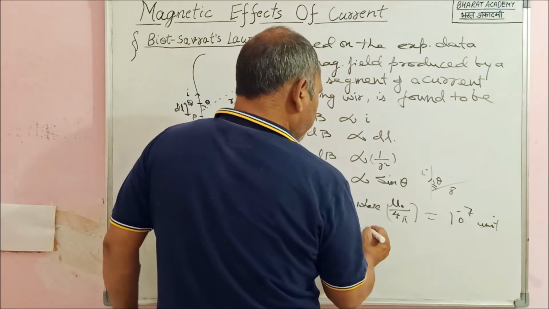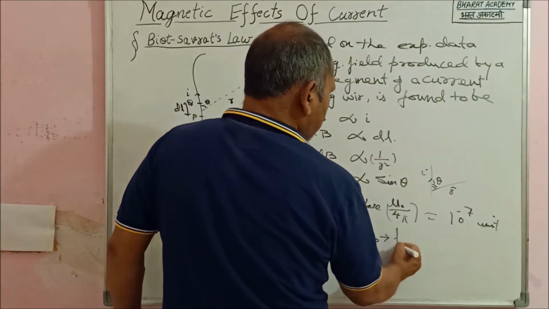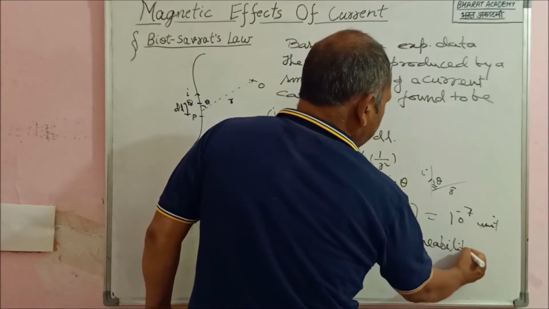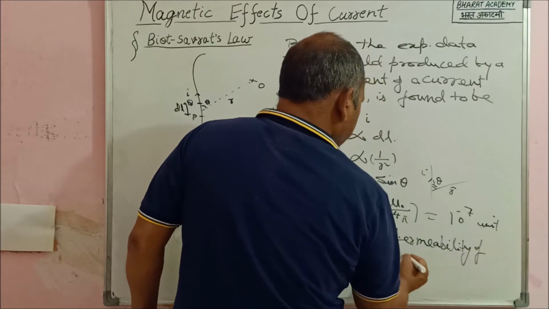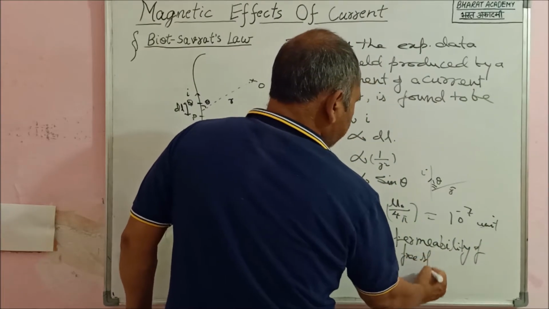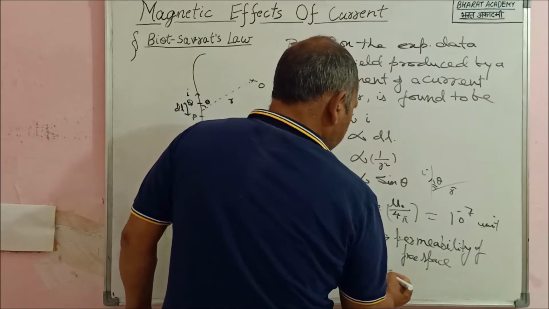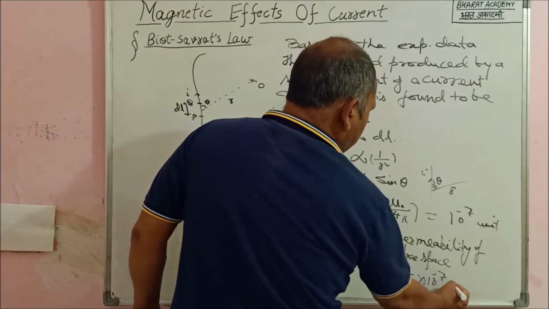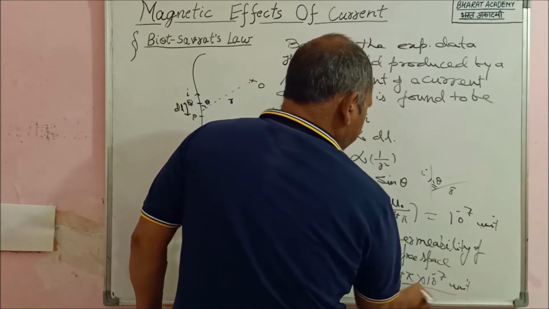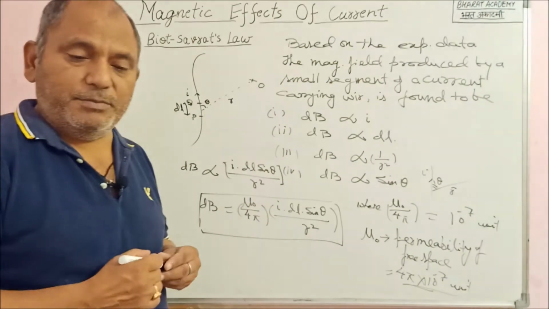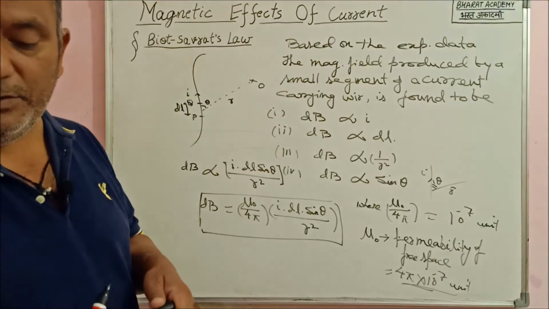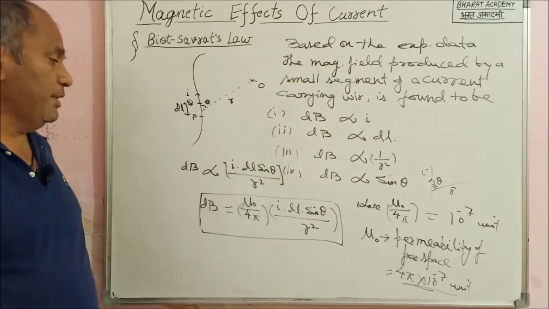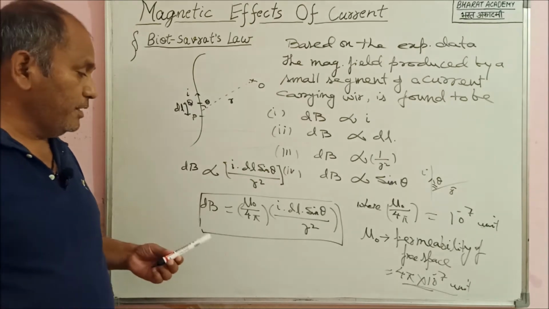And this mu 0 is known as permeability of free space, that is equal to 4 pi into 10 to the power minus 7 unit. Permeability, just like permittivity, the ability of a medium to allow maximum number of magnetic lines of force through it, is represented by this permeability.